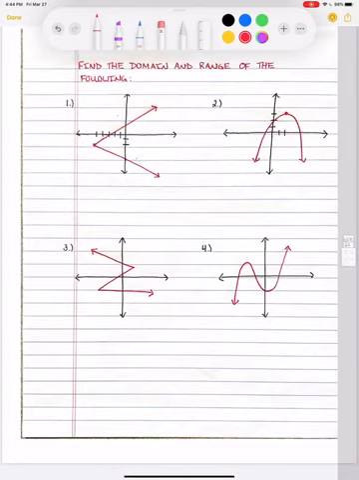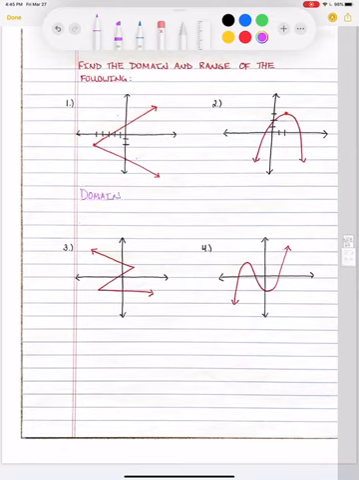For these 4 problems, it says find the domain and range of the function. Notice it doesn't say, or it just says of the following. Notice it does not say find the domain and range if it's a function. So regardless of whether or not these graphs pass the vertical line test, we're just trying to find their domain and range. Don't care about anything else. So let's go ahead and start off with problem 1. Let's get the domain.